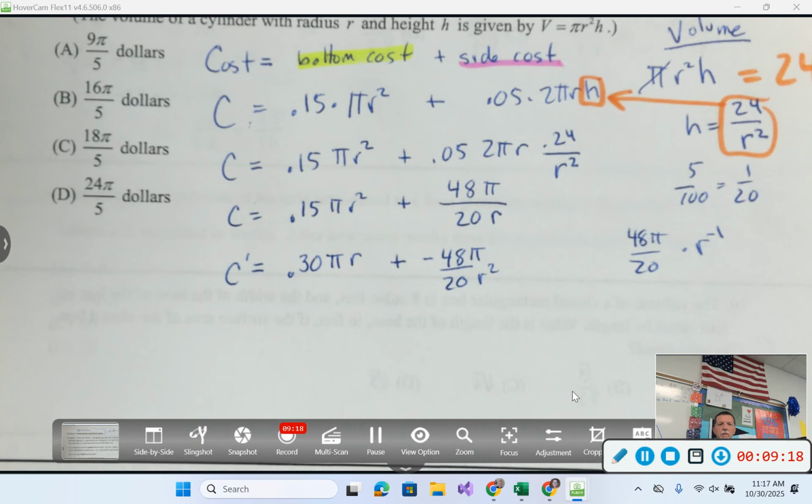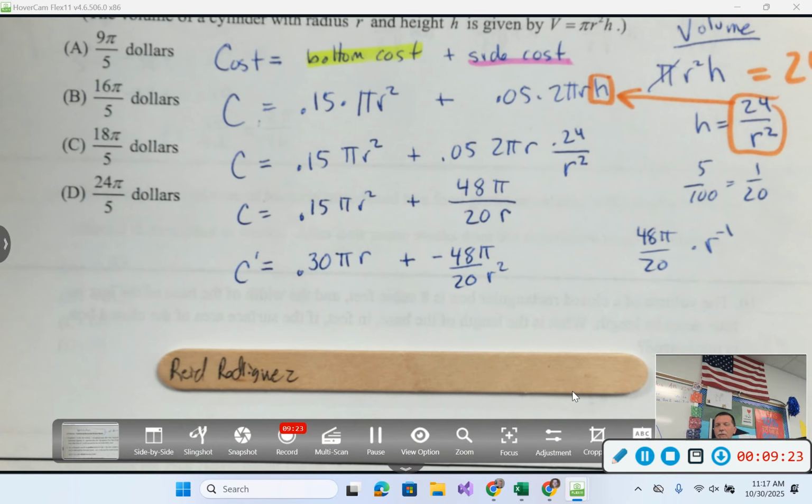Okay, and what am I doing with that? You tell me. I took a derivative, why? Like, what's next? Set it equal to 0. Set it equal to 0.